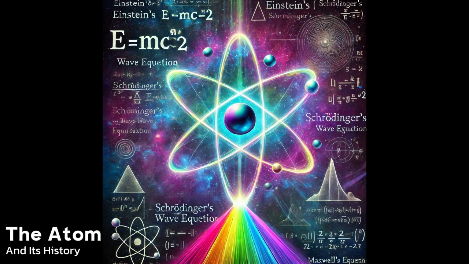Photon. The photon is the force carrier of the electromagnetic force. It is massless and allows for the transmission of light and electromagnetic radiation. Gluon. Gluons carry the strong force, holding quarks together inside protons and neutrons. They are responsible for the stability of the atomic nucleus.